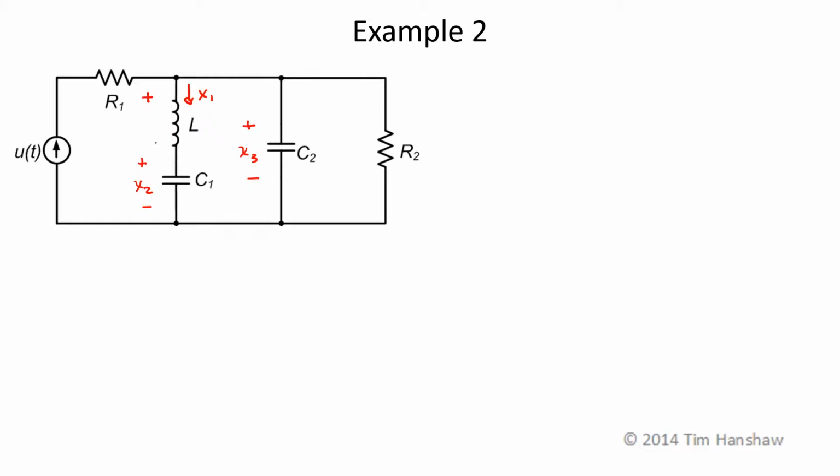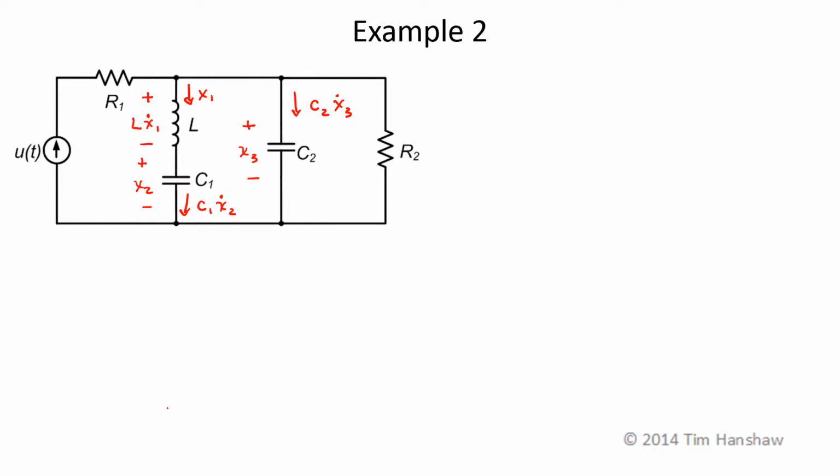So this voltage is L times the derivative of x1 with respect to time. The current through the capacitor C1 is C1 times the derivative of x2 with respect to time, and the current through the capacitor C2 is its capacitance C2 times the derivative of x3 with respect to time. Now I've got my voltage-current relationships for the energy storage elements taken care of, along with the passive sign convention. I don't have to remember that anymore.